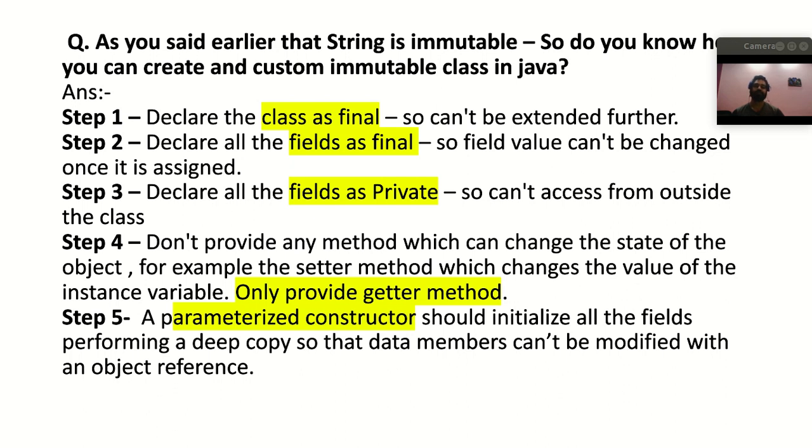So the fifth step is that you have to provide a parameterized constructor so that you can initialize all the fields or all the member variables, right? Performing a deep clone so that the data members can't be modified with an object reference, right? So these are the five steps you have to keep in mind for creating a custom immutable class in Java. And this is very important also, because if the interviewer is interested in the String topic, then you will surely encounter this type of question, right? So the next question, yeah.